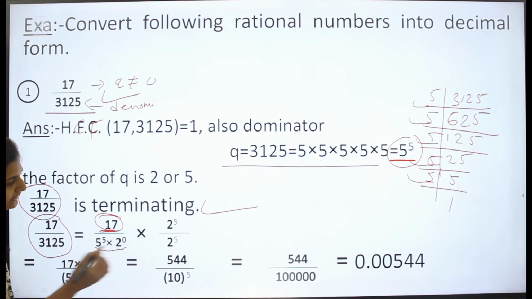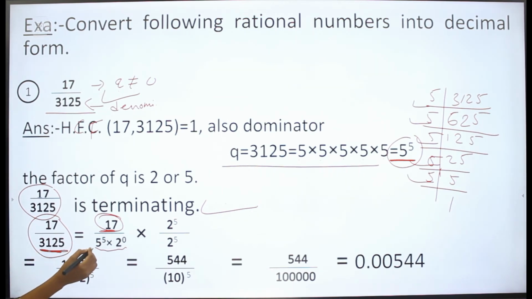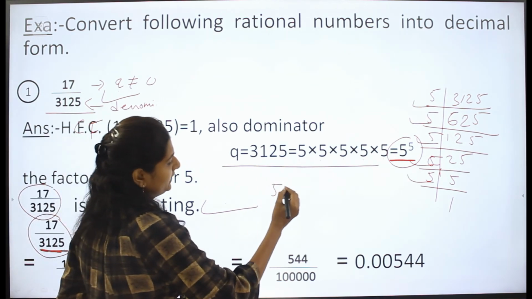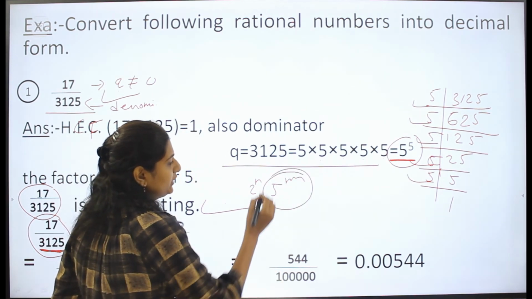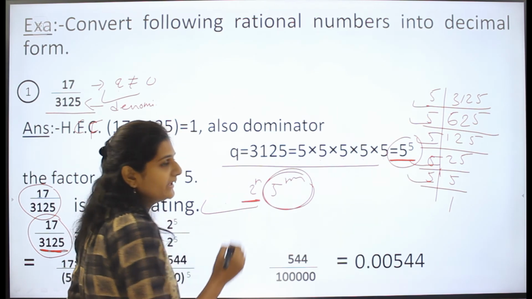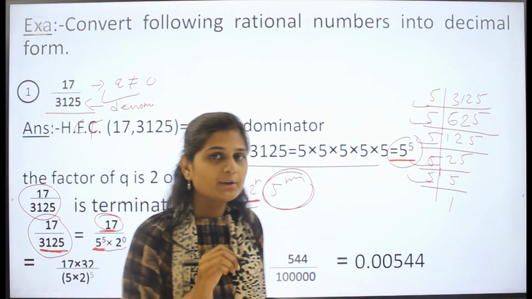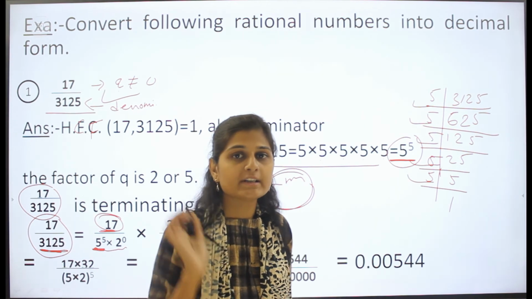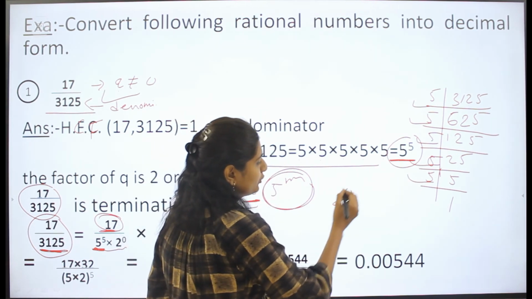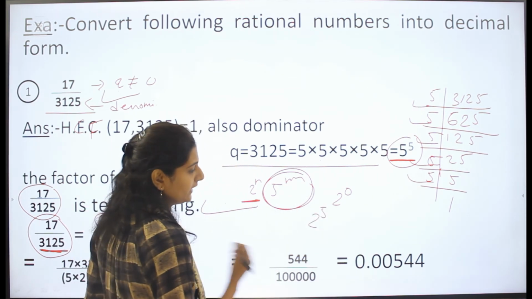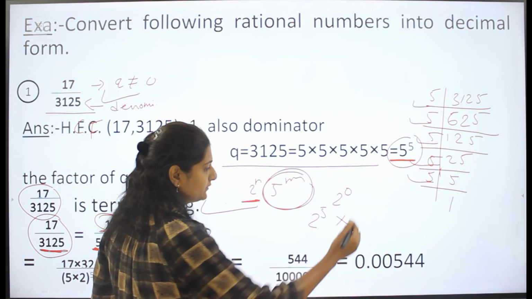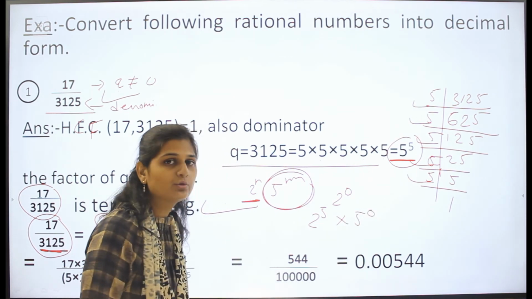Now in the denominator, what is the factor of 3125? You're getting it as 5 raised to 5. Now as you can see, your form is 2 raised to n, 5 raised to m. I am getting the factor of 5 but I am not getting the factor of 2. So there you can write 2 raised to 0. Suppose I would have got the factor as 2 raised to 5 and I don't have the factor of 5, then you can write 5 raised to 0.